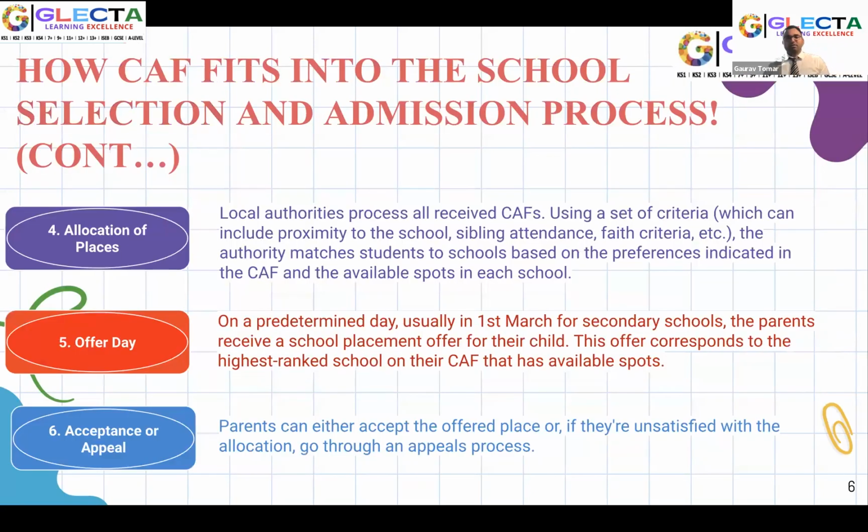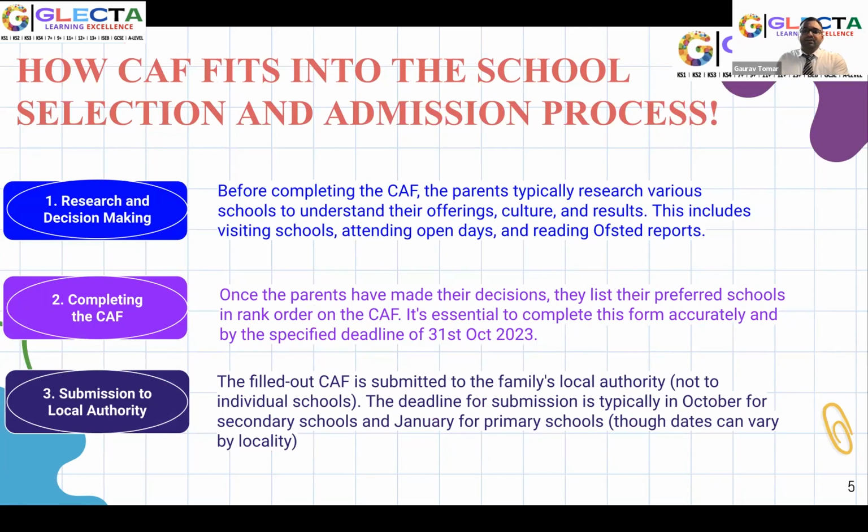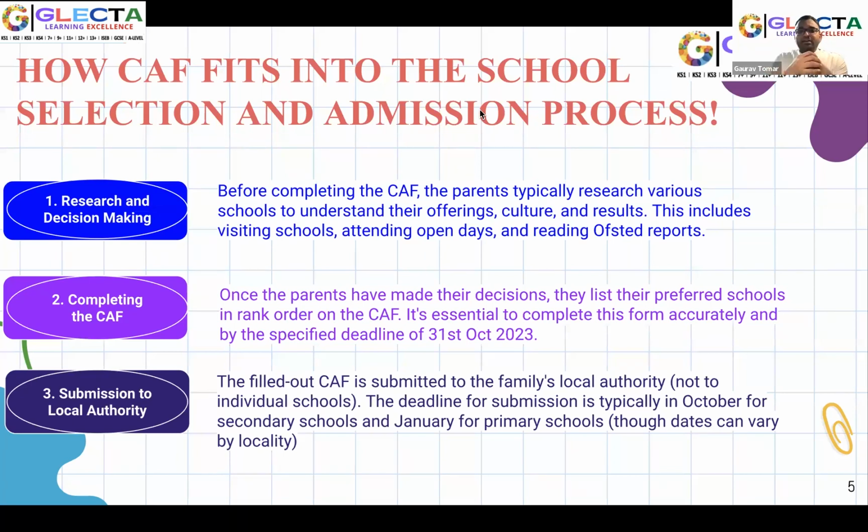Right. So if I just talk about the CAF, there are normally 6 phases. We talk about how the schools are selected by the parents and what the overall admission process is. So the first thing every parent starts with is the research. As soon as their kid is ready for secondary school, they start searching for the good grammar schools, comprehensive schools, or independent schools. And based on that research, they basically make a decision, right? So what kind of research do they normally do?